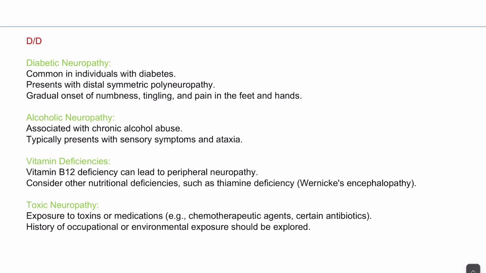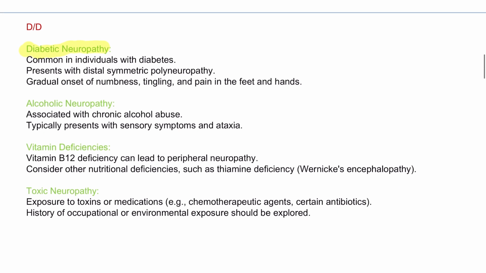Briefly, I'm going to talk about the differential diagnosis. Most of the time, I must say around 70% of the time, it is diabetic neuropathy. We know it is common in individuals with diabetes, and it presents with distal symmetric polyneuropathy, and usually there's a gradual onset of numbness, tingling, and pain in the feet and hands. Alcoholic neuropathy, obviously, is associated with chronic alcohol use, and it also presents with sensory symptoms. But the additional thing is there may be some ataxia as well.